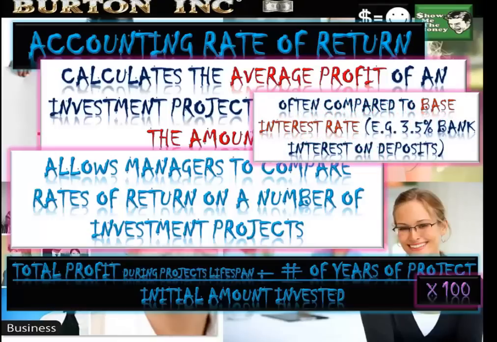The percentage that comes out is often compared to a base interest rate. So for example, if you can earn 3.5% interest on cash that you've got in the bank, then we want to make sure that our investment returns significantly more than playing it safe and putting our money in the bank.